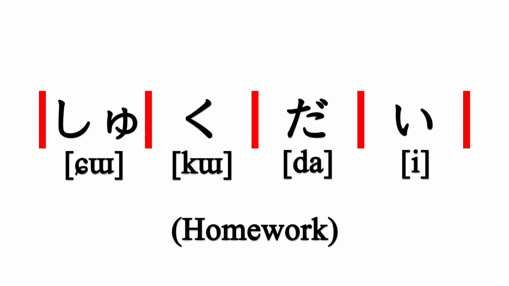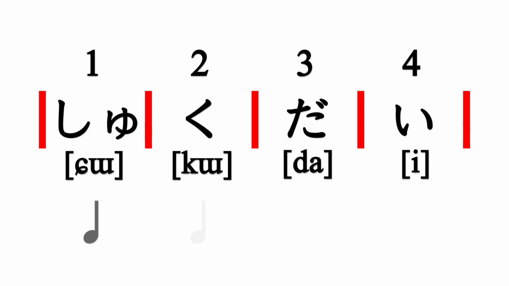For example, the word 宿題. This word has 4 moras and takes 4 beats to pronounce. 宿題.